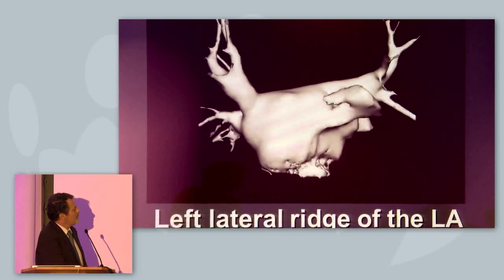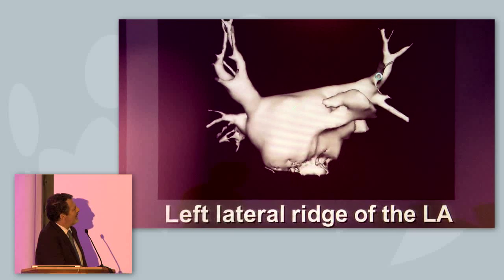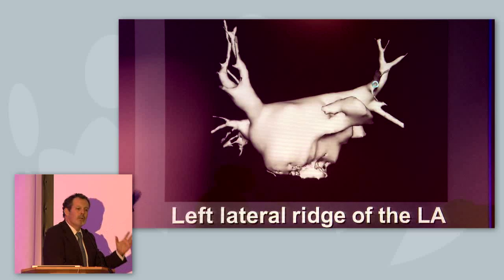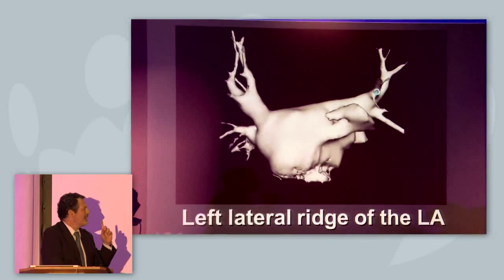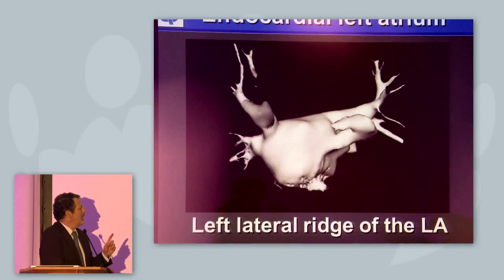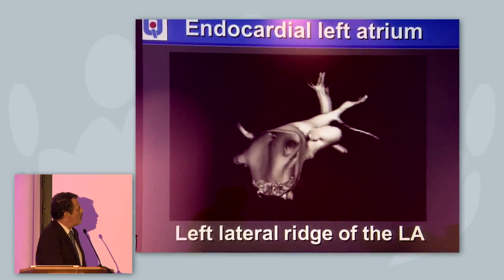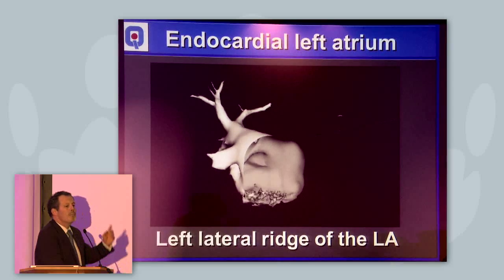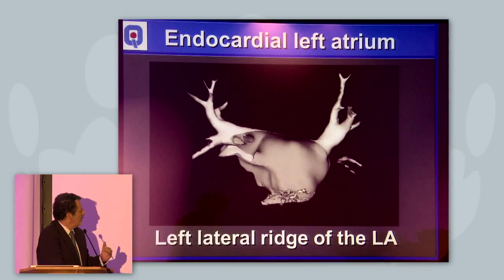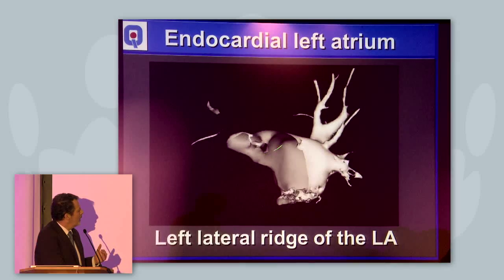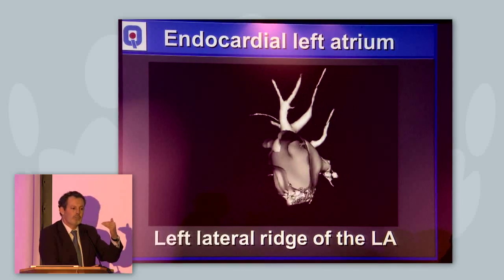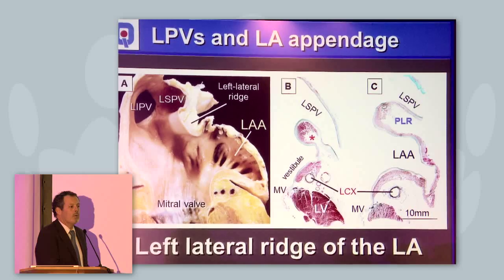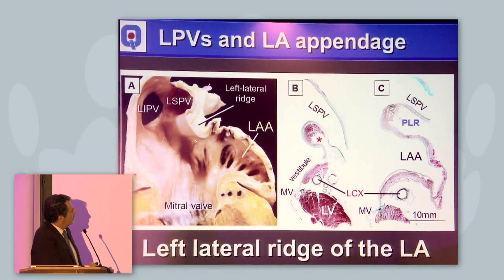Here you can see, we are going to try to see the endocardial aspect of the left atrium, just to show that the so-called left lateral crest is not a crest. The lateral crest is a fold of the lateral wall of the left atrium, here you can see, extending from the superior to the inferior aspect of the left atrium. Here you can see that it's a fold, and from anterior to posterior. Therefore, the crest is a fold of the left lateral wall of the left atrium. Here you can see the crest.